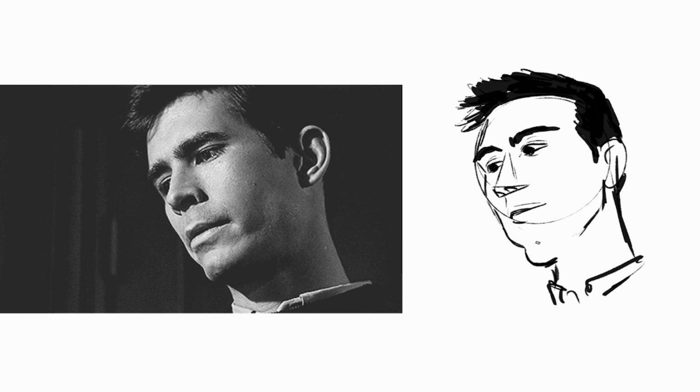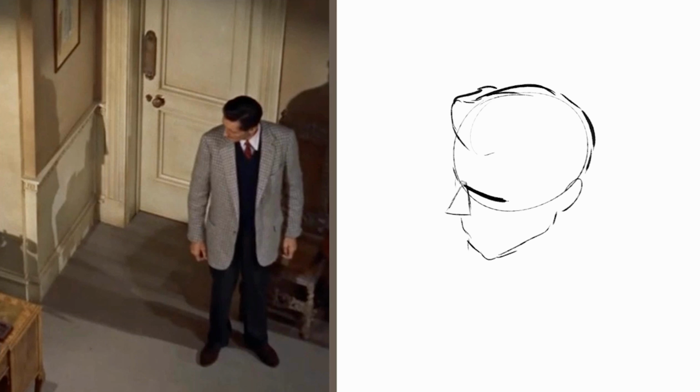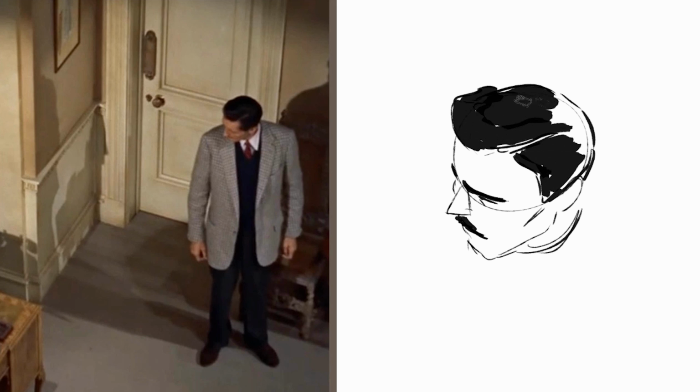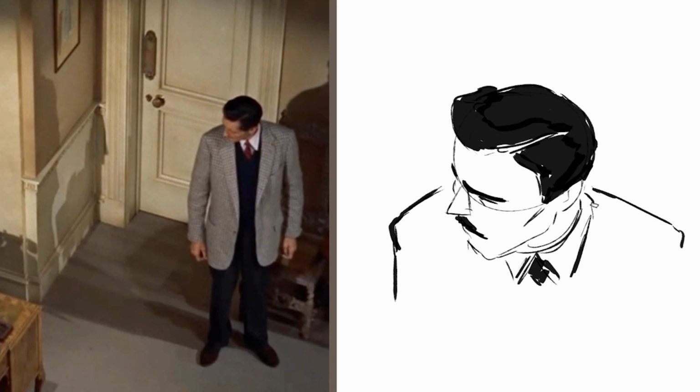Alright, so let's do two more. This is the down 3/4. So again, I've got to find that sphere and that triangle, or that pyramid, and then I pretty much have it after that. And then the rest is just details. Alright, let's do one more.